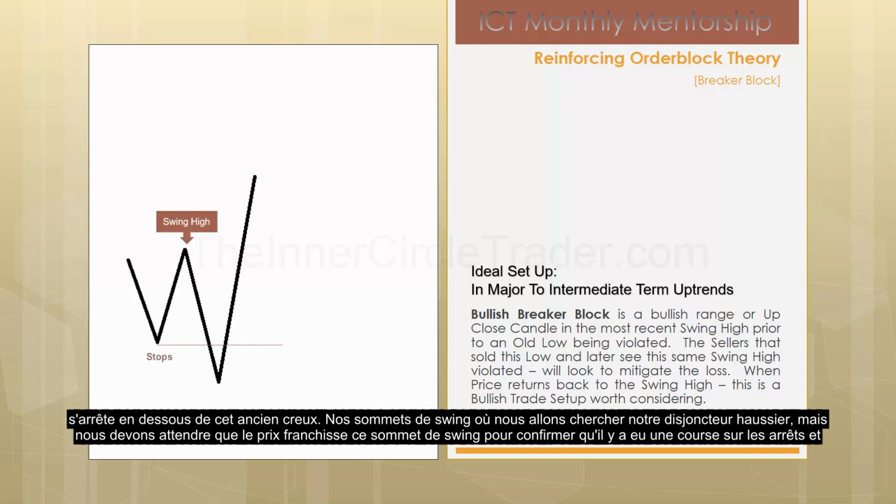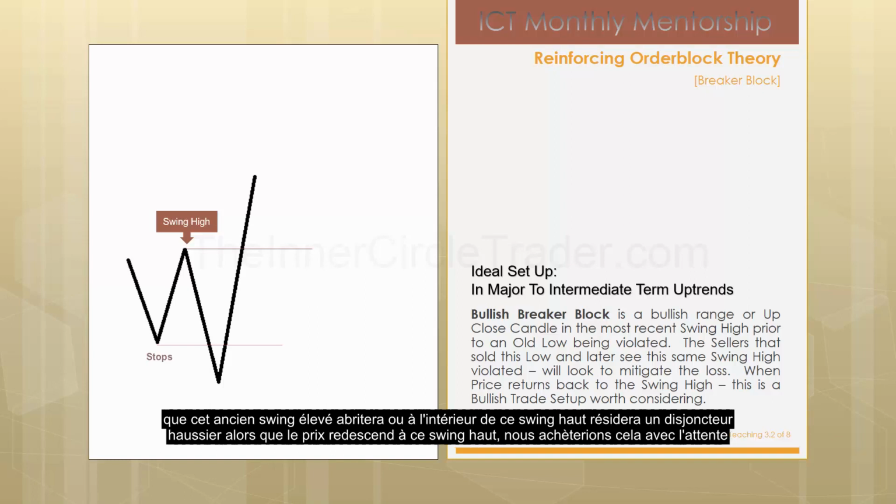Now our swing high is where we're going to be looking for our bullish breaker. But we have to wait for price to break through that swing high to confirm that there has been a run on stops, and inside that old swing high will reside a bullish breaker. As price trades back down to that swing high, we would be buying that with the expectation that there's going to be a mitigation taking place.